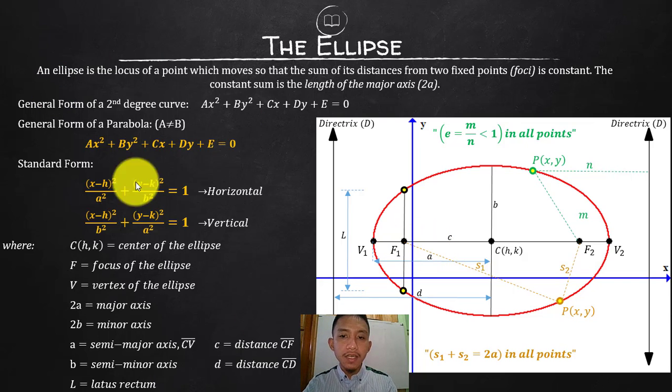Before we go to the forms and so on, let's discuss why we have an eccentricity less than 1 in an ellipse. If you look at this green point, any point by the way, the distance to the fixed point is m, and the distance to the fixed line is n. If you get the ratio, m is always less than n.